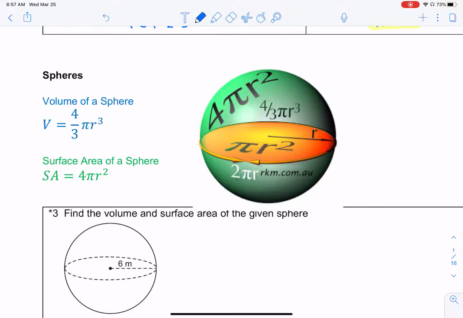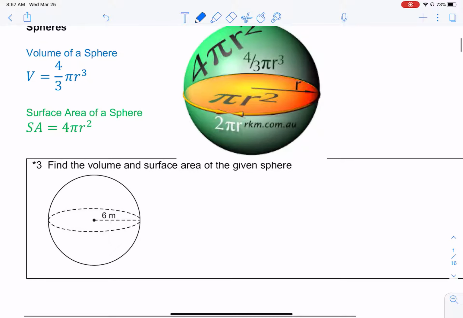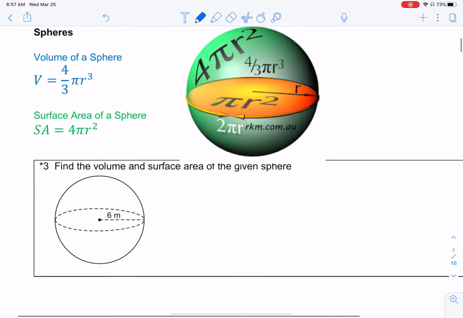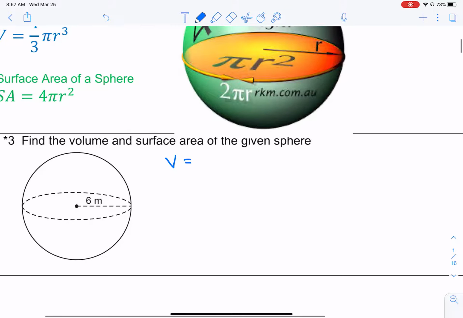Okay, so we're going to start off here with star 3. Find the volume and surface area of the sphere that has a radius of 6 meters. So I'll start with volume. Let me just copy down my volume formula from up above. It is 4/3 pi r cubed. There's only one thing that gets plugged in on this formula, and that is the radius at 6.